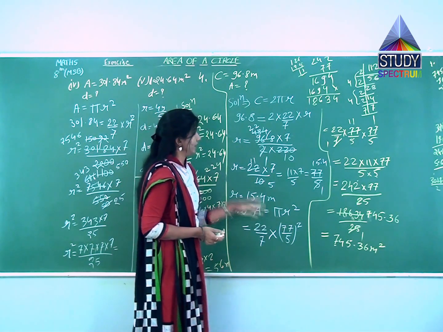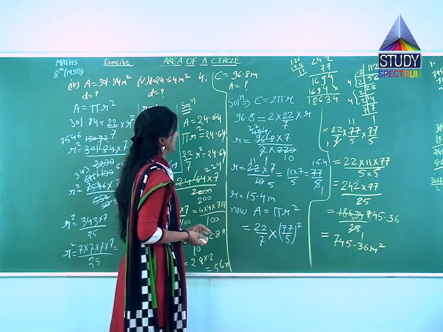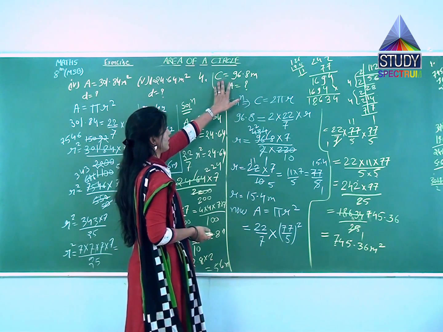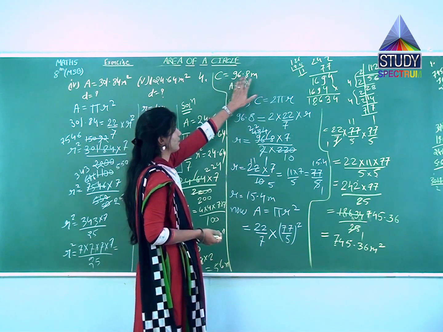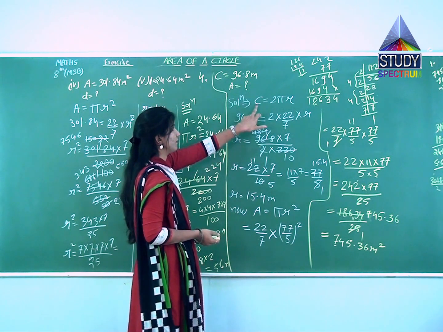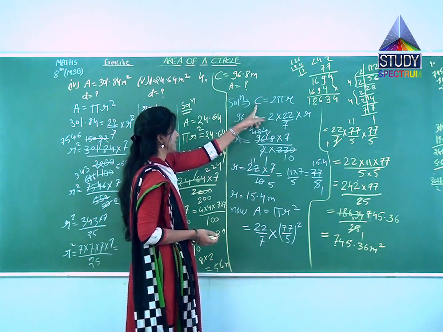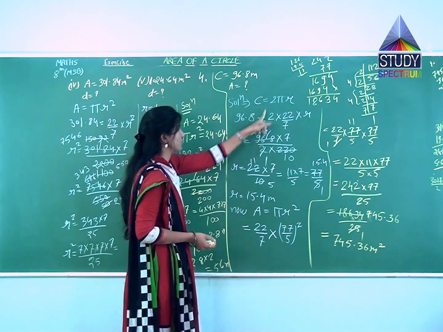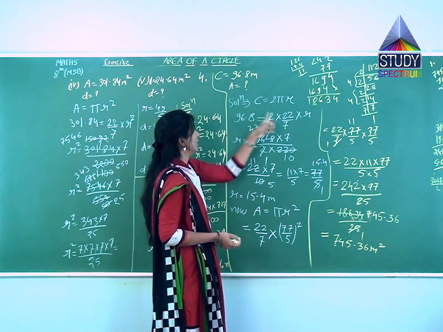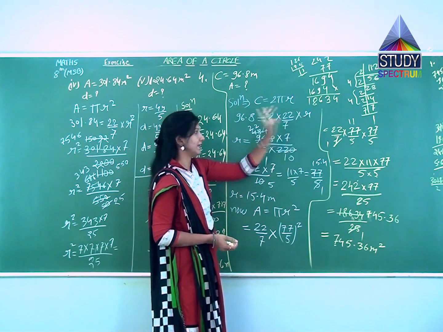Now let us revise it once again. In this question, the value of circumference was given, 96.8 meter. So we applied the formula for circumference, C is equal to 2 pi r. C, 96.8, equals 2 pi, 22 by 7, into r as it is.